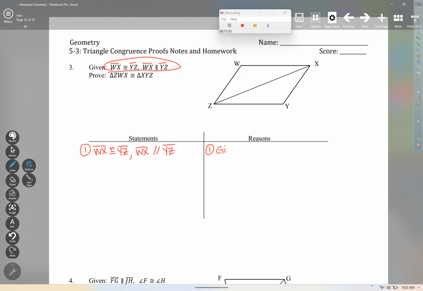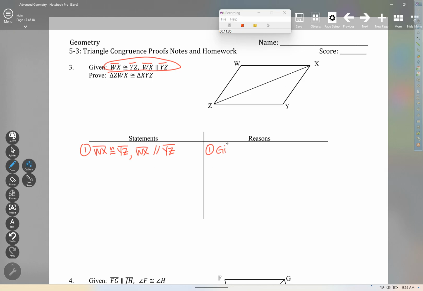All right, so I can mark it because it says WX is congruent to YZ. It physically tells me they are equal. So those are sides, so I give them tick marks. But then it also says that WX is parallel to YZ. If you guys remember, parallel means arrows. So I have an arrow on WX and an arrow on YZ.